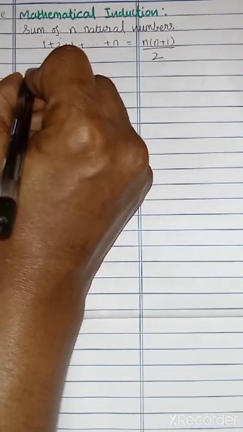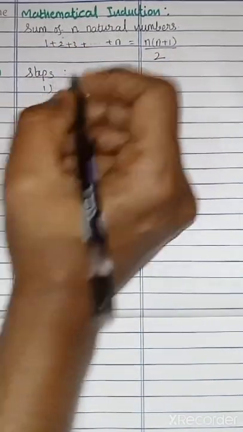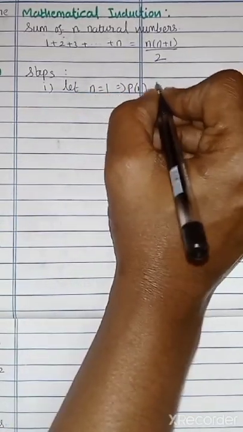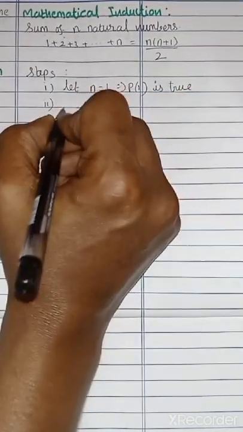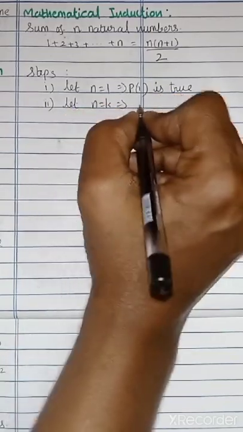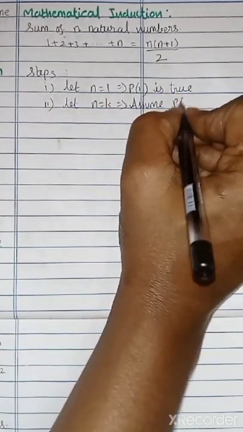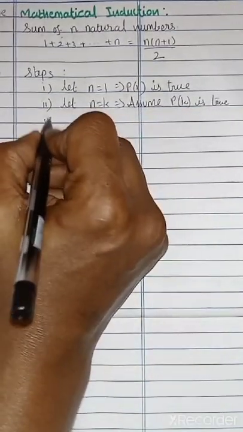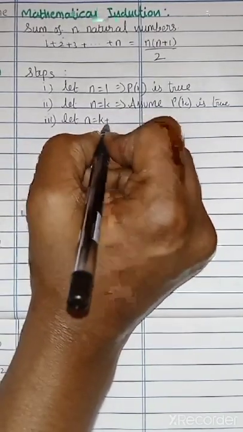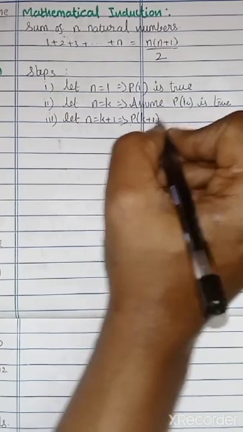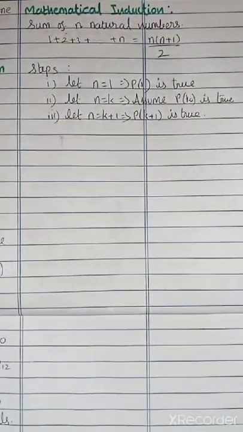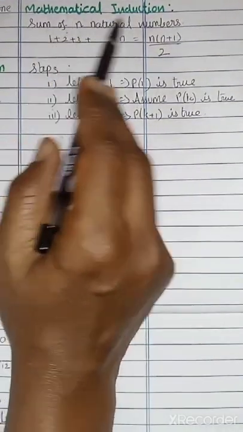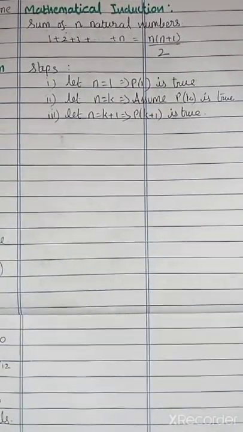So what are the steps we are going to follow? First step: let n equal to 1, and you have to prove that P of 1 is true. Second step: let n equal to k, and we assume P of k is true. Third step: let n equal to k plus 1, and we have to prove that P of k plus 1 is true. So these are the three steps we are going to follow to prove the given result by using mathematical induction. Now we can get directly into the exercise.